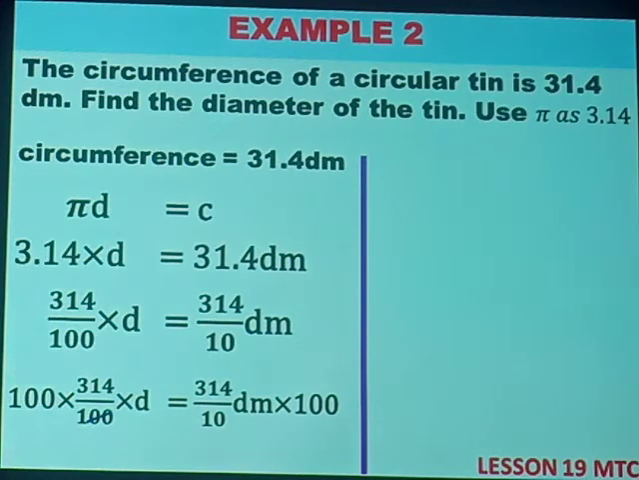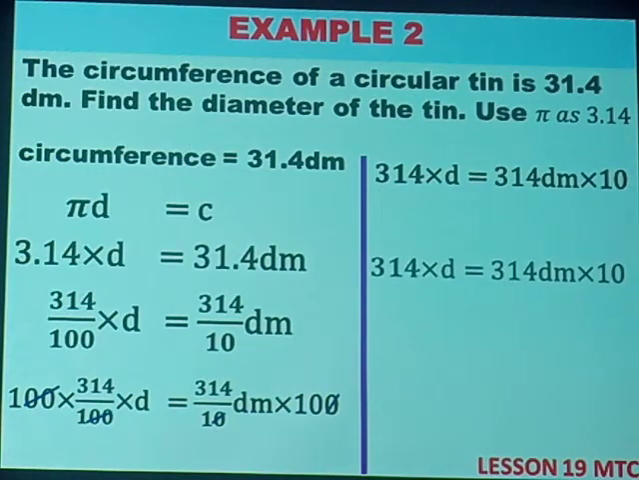At this very stage, we shall cancel the 2 zeros, and we shall also cancel those 2 zeros. In other words, 100 divided by 100, we shall come up with that 1. We have a 1 there and also 1 down. So on this other side, we shall cancel this 0 with also that 0. So in our next step, we shall have 314 times diameter is equal to 314 decimeters times 10. That is the outcome after multiplying by 100 on both sides.